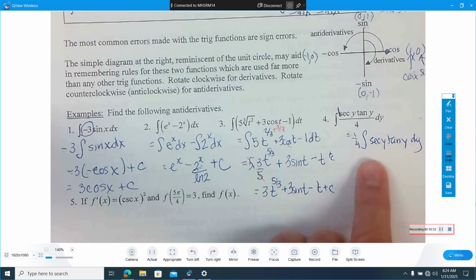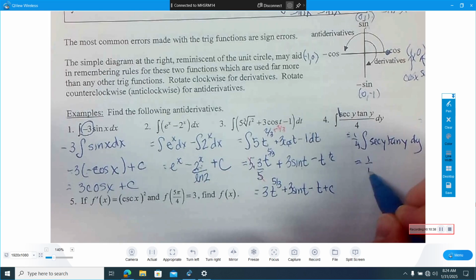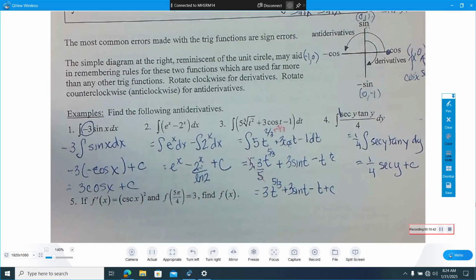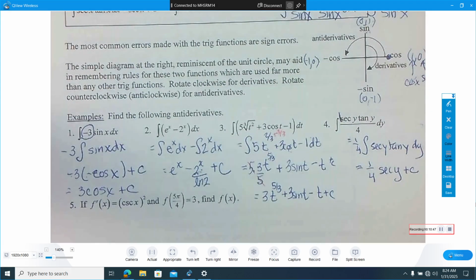Secant. So the antiderivative of secant tangent is just secant y plus c. So again, study those antiderivatives. Make sure they make good sense to you.